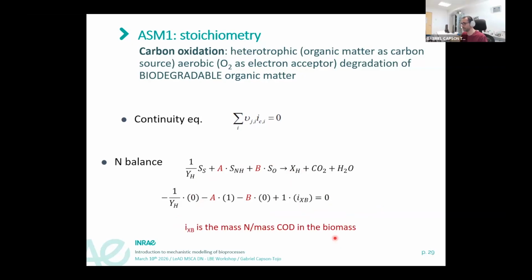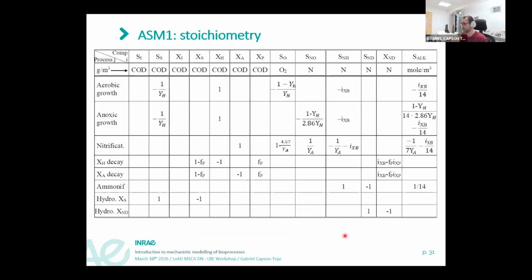Now we know B. If we define the nitrogen content in our biomass by any name, in this case we call it iXB because it's what generally is being used in this kind of models, and you apply the continuity equation, you get the stoichiometric coefficient A, of ammonia, and you take these two and you put them in here, and this is the aerobic growth row that you have in the ASM1.